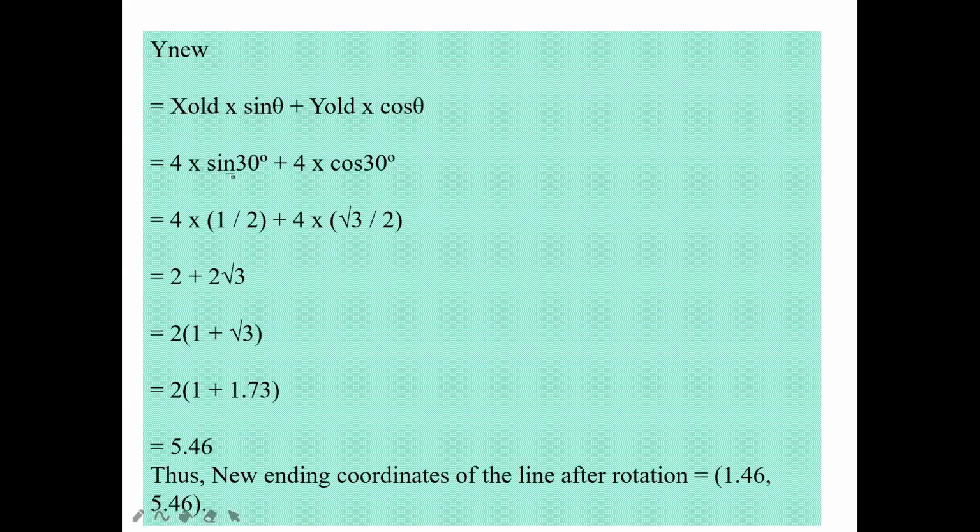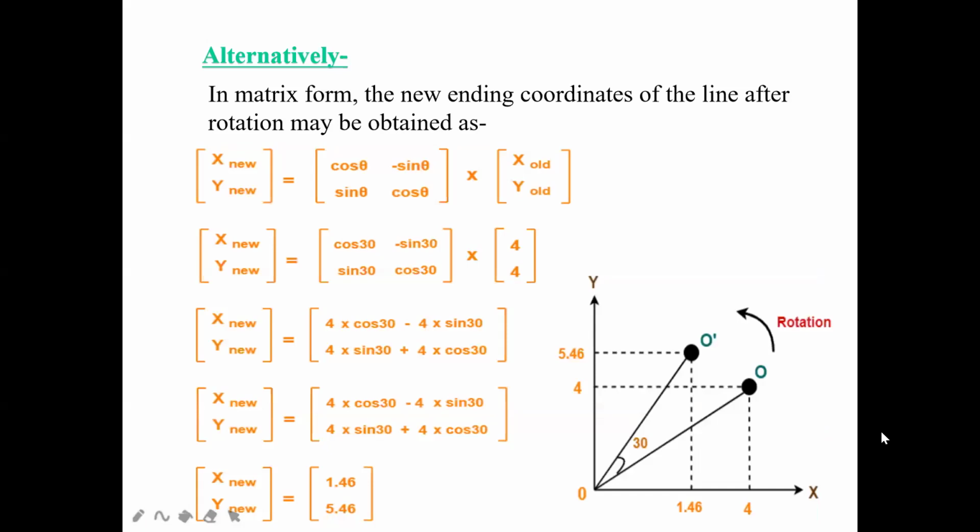So you are going to place all the values in the similar way and find out the value. Here 5.46 I got as y new. So now the new ending coordinates of the line after rotation are this value and this value. So this is the way. There is one more way which you also need to do.